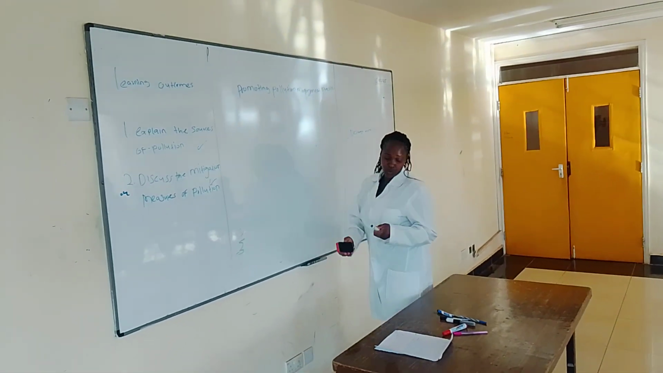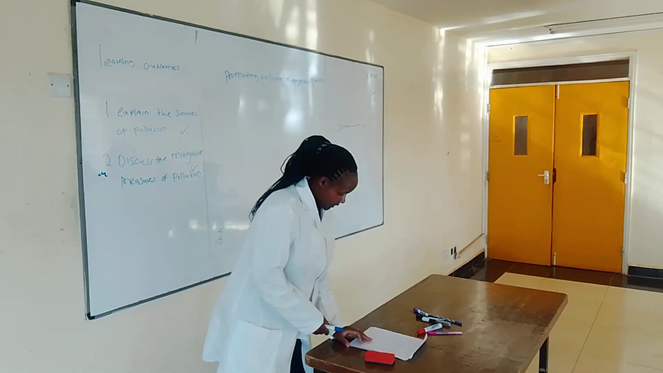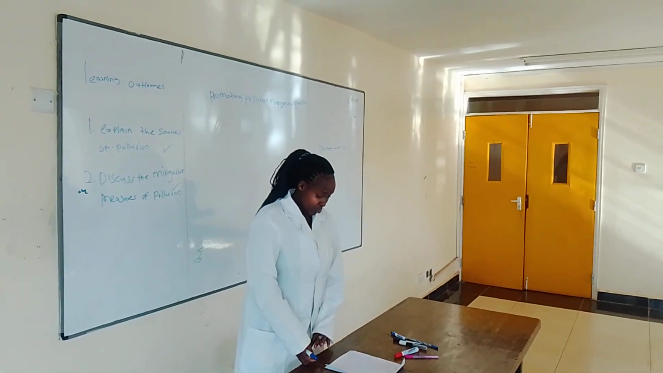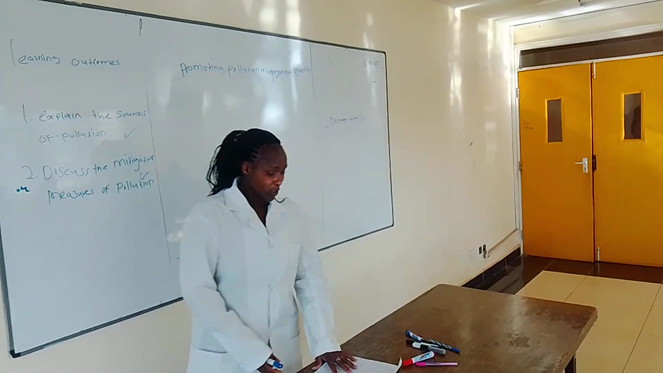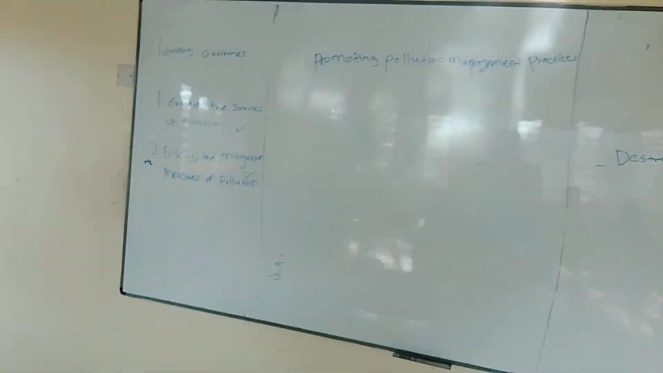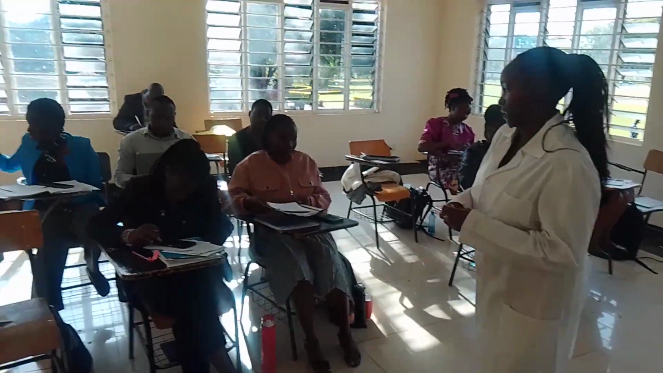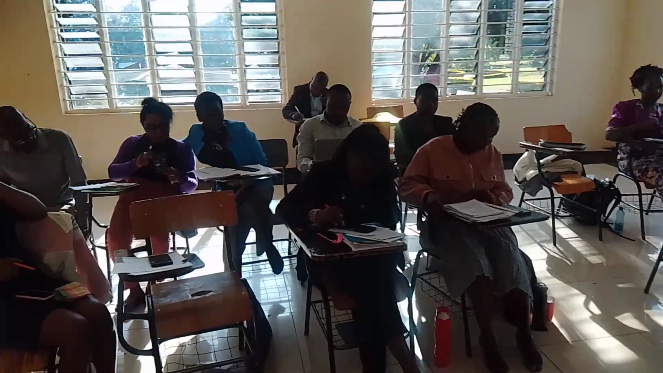So I want you, in groups of 2, to discuss the mitigation measures. After you meet with that friend of yours, you move to the next 2. You exchange what you've already done, so that you get different ideas. And then after that, you find a representative in your group to give us feedback.